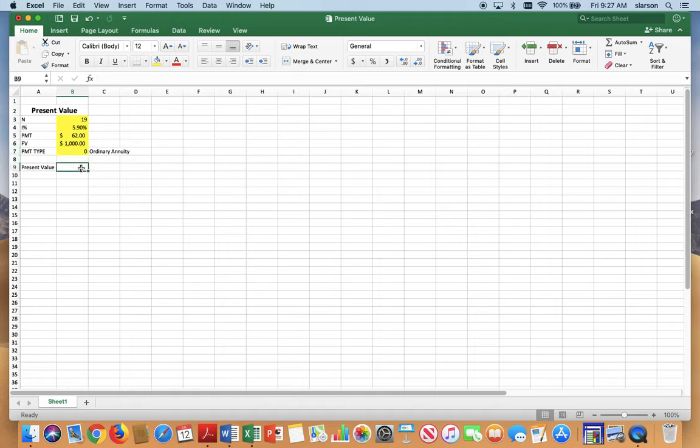So let's calculate the present value. So I'm going to put in equals PV, open parentheses. Okay, see what it tells you exactly.